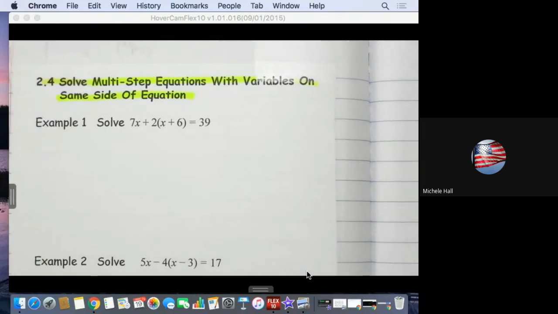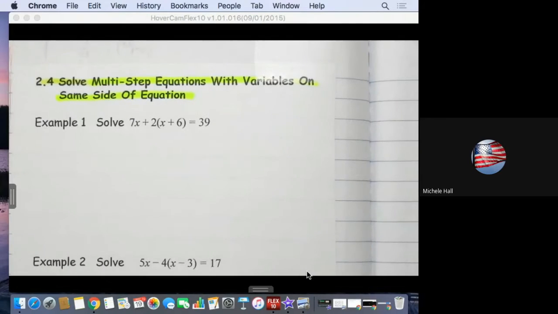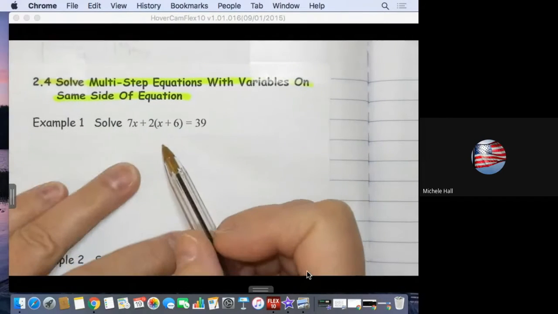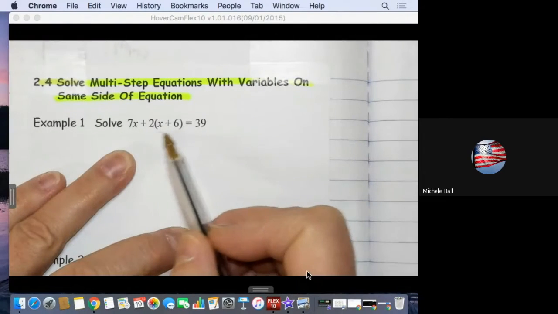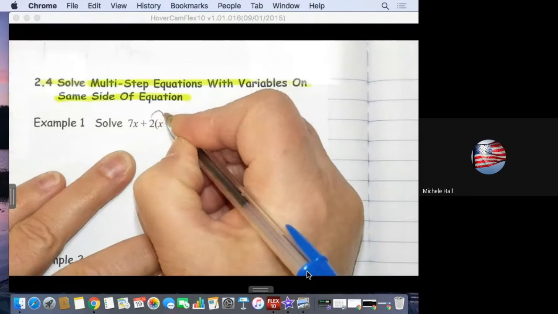2.4, multi-step equations with variables on the same side. And we just did 2.5, variables on opposite sides. Okay, here we go. Example 1. We need to start by getting rid of the parentheses with the distributive property. That's the first thing. You've got to get rid of your parentheses.